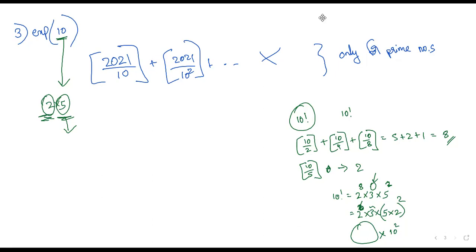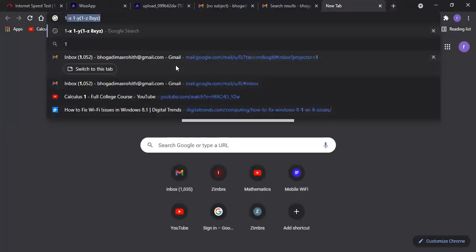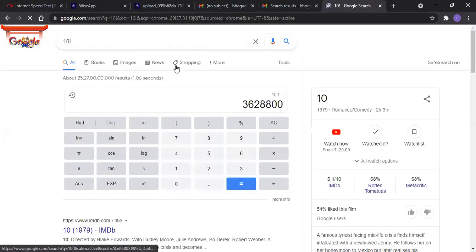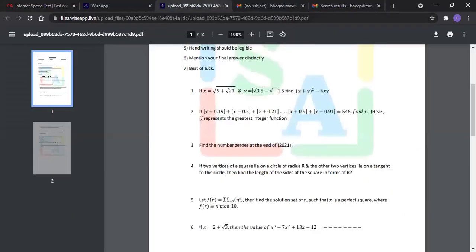Now, all of you can verify that. Online also you can verify. For example, 10 factorial, let's see if I get it directly. Yeah, so 10 factorial is 3628800. So that's the same thing.